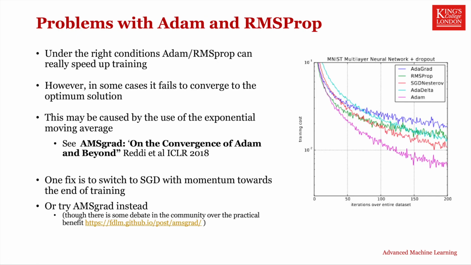Finally, one quick note about ADAM and RMSProp is that you may find that they do not converge to as good a local minima as SGD, where this recent paper by Reddi et al. suggests this may be caused by the use of the exponential moving average to update the learning rates, and suggests that it originates from an error in the proof of convergence for the original ADAM paper. So one possible fix is to switch back to SGD with momentum at some point towards the end of training.